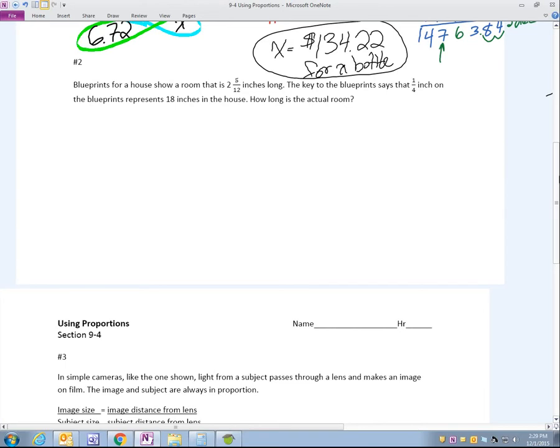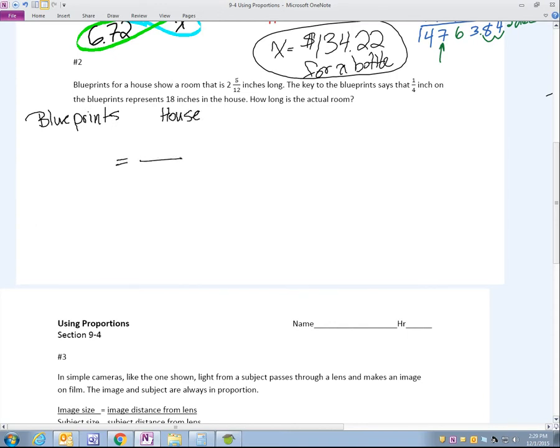So what two things are we dealing with here? Remember, the first one was the Russian income, and the other one was the American income. What two things are we dealing with here? Blueprints and actual house.